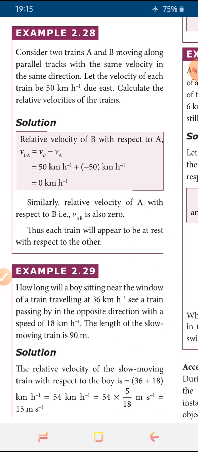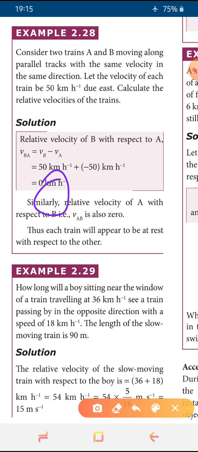We can write the relative velocity of B with respect to A as V_BA equal to V_B minus V_A. Writing both values, 50 km per hour minus 50 km per hour. It is the same direction, so it is subtracted here, and the answer will be 0 km per hour. Similarly, the relative velocity of A with respect to B is also 0. So each train will appear to be at rest with respect to the other. That is what we understand from this.